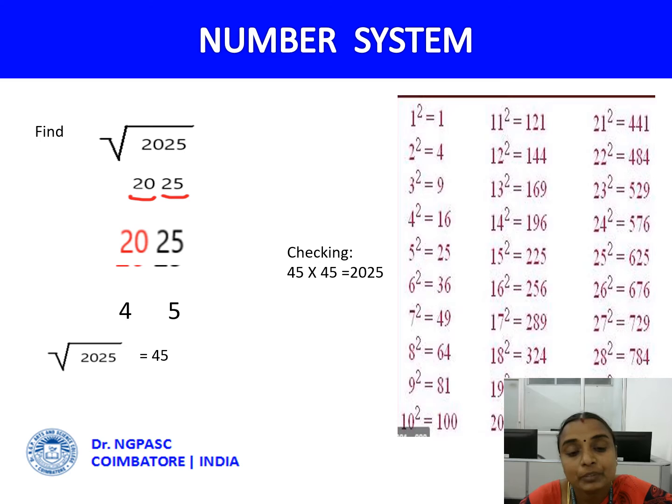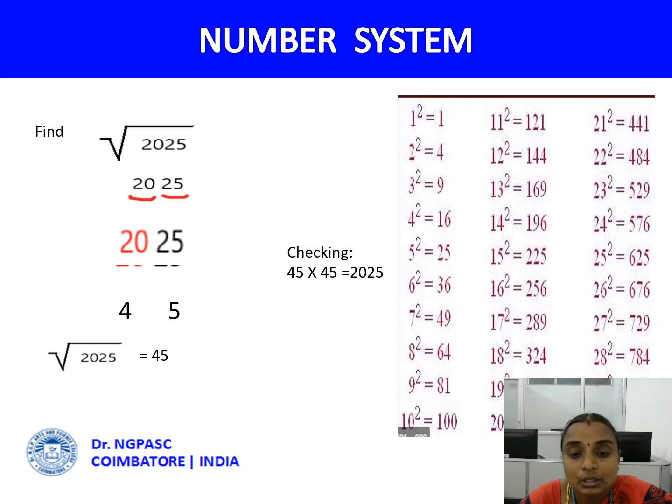So see here, I gave the square root of 2025. First of all, we have to know the squares of the numbers from 1 square to 30 square. If you have to, remember and keep it in your mind. See here, 20, 25. So you have to split it into two. 20 I have to split separately, and 25 I have to split separately.